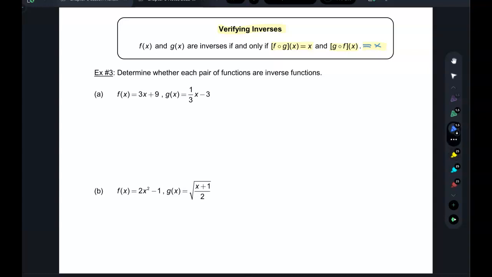But to verify, we actually have to say f of g of x, or you could put the little circle, f∘g. This is what Mrs. Broderick taught you, the f of g of x. Here's what I want to do: I want to take everywhere we see x, take g of x, and substitute that in here.